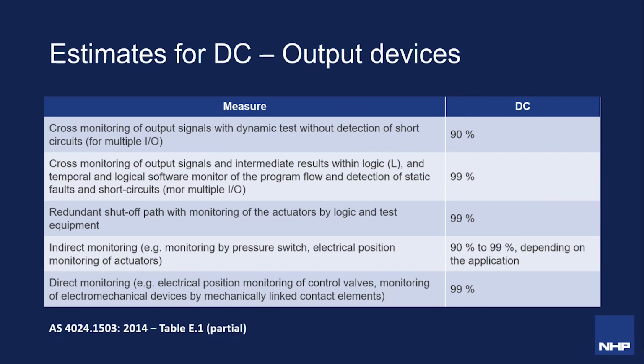Or, one of the most effective measures is direct monitoring, where we're monitoring the status of the output device itself. This could be measuring the actual position of a control valve, ensuring it's opened or closed within the correct limits, or very commonly for electromechanical devices, using mechanically linked contacts to determine whether the main contacts have opened or closed as expected. This can give us 99% DC needed for high-risk applications, and it's a very common fault detection measure.